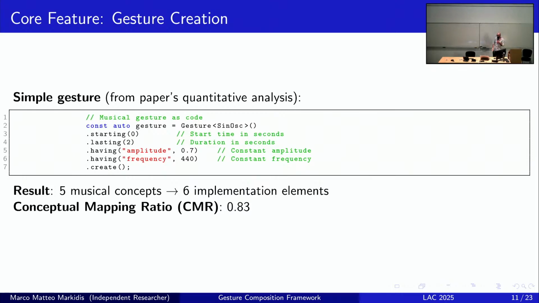In this case, it was, in my opinion, a good starting point, because with 6 implementation elements that I just told you, I managed to express a gesture with 5 musical concepts. You can have a look at the paper, however, I have a link to the instrument, a starting point, a duration, and the 2 parameters' evolution. So this gives me a ratio that is 5/6, that indeed is a reasonable starting point for my analysis.